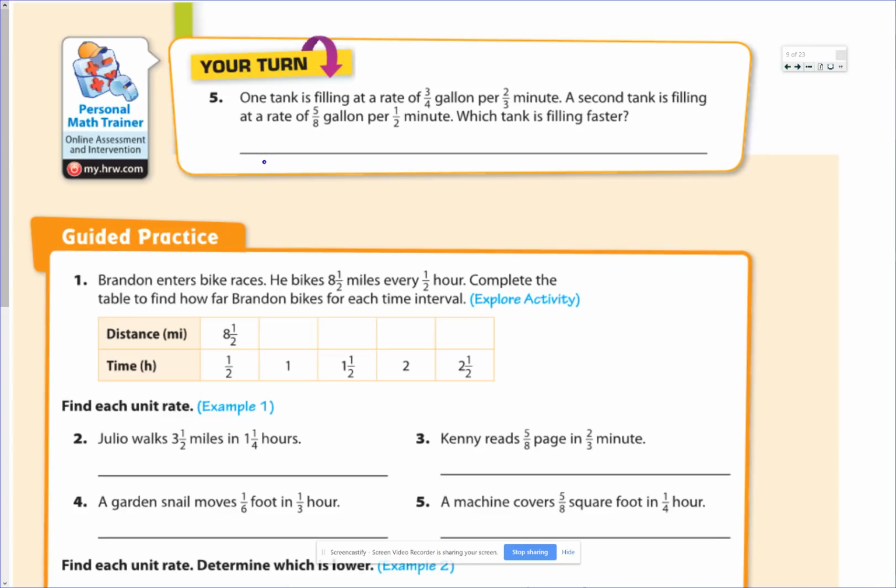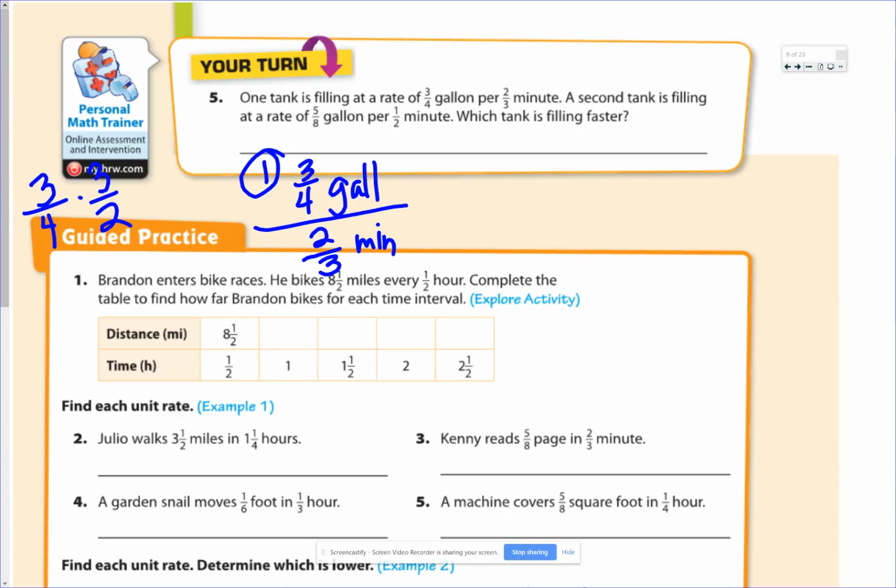Oofda. So here's tank number 1. 3/4 gallon per 2/3 of a minute. All right, grab your calculator and do that division. 3/4 divided by 2/3. While you're doing that, I'm going to do it by hand. 3/4 divided by 2/3 means 3/4 times 3/2. That's 9/8. Okay, 9/8. 9/8 of a gallon per minute.